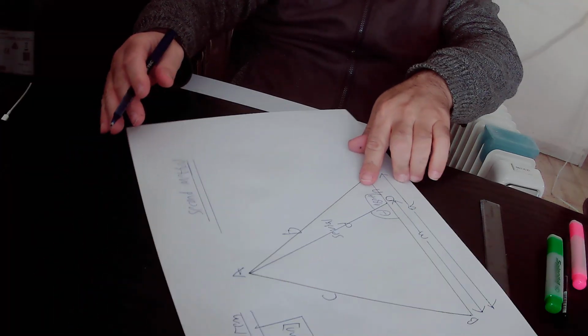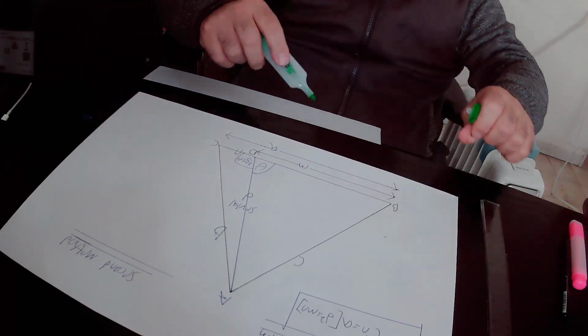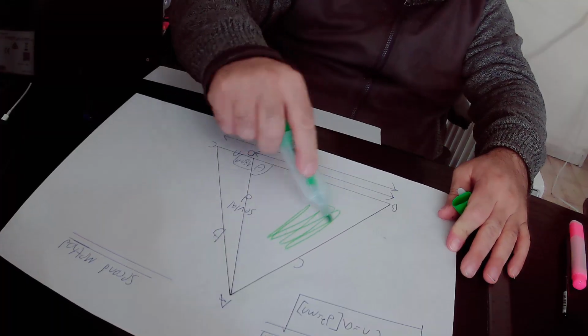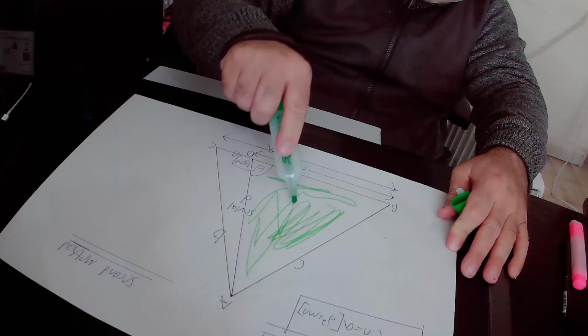In the next step, we'll implement the law of cosines in the green triangle ABD. This green triangle.